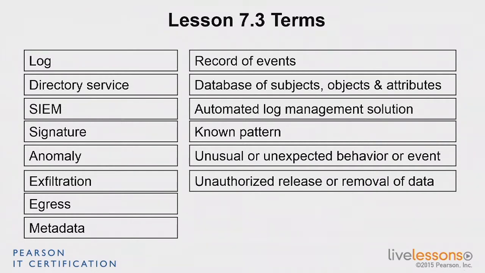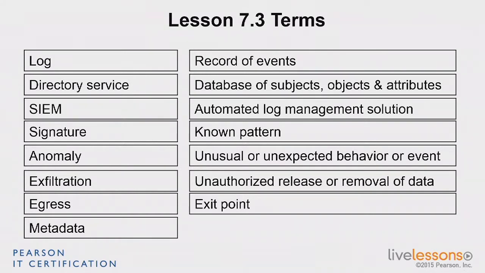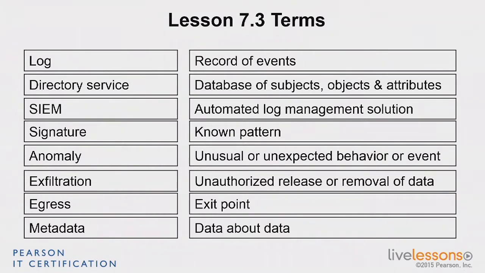Exfiltration is unauthorized release or removal of data. Now, sometimes exfiltration can also be accidental, but it's still unauthorized release or removal of data. Egress is going to be your exit points. And metadata is data about data. We either get metadata from mining or we get metadata from attributes. So if you look at a Word file, you'll see the author, you'll see the subject, you'll see the date it was created, you'll see the date it was last accessed. That's all data about data.